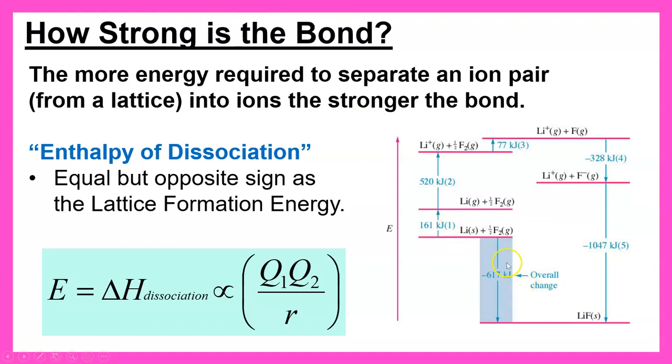If you look here, right, if it's negative 617 when you form it, well, it's going to be positive 617 when you try to break it apart. They're trying to see if you understand that these are opposite processes and you don't really need an opposite graph. You're just going backwards.